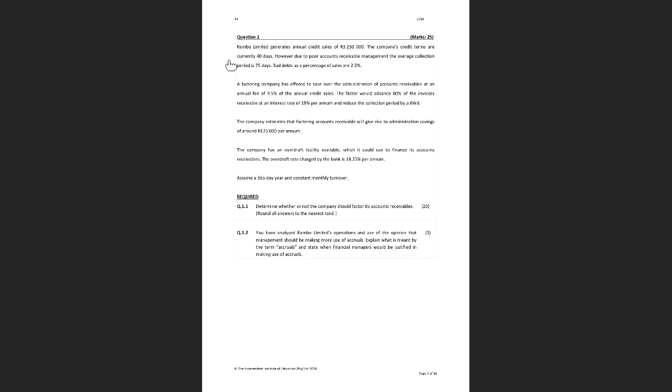It's not worth it. Okay, so here we are saying their credit terms are 40 days, but their current average collection period is 75 days. Their bad debts as a percentage of total sales is 2.5%. So a factoring company has offered to take over the admin of the accounts receivable at an annual fee of 9.5% of the annual credit sales. The factor would advance 80% of the invoices receivable at an interest rate of 19% per annum, and then reduce the collection period by a third.